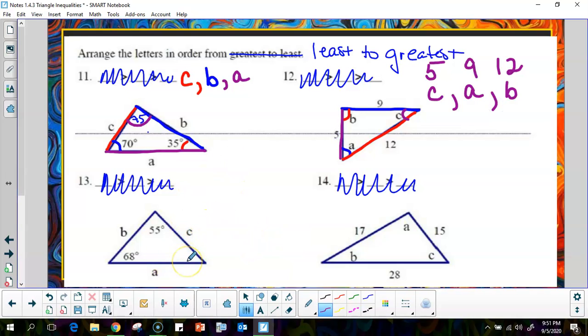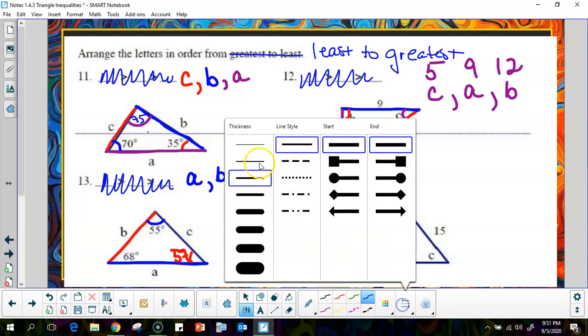All right, let's look here. 55 plus 68, and then subtract that from 180, that's 57. So this angle right here would be 57. So that corresponds with side B. So what's the smallest angle? My smallest angle is right here. So that corresponds with side A. So I would list A first. And then the 57 is the next one, so B would be next. And then C would be the longest side.